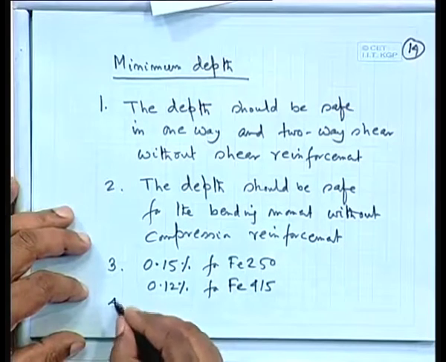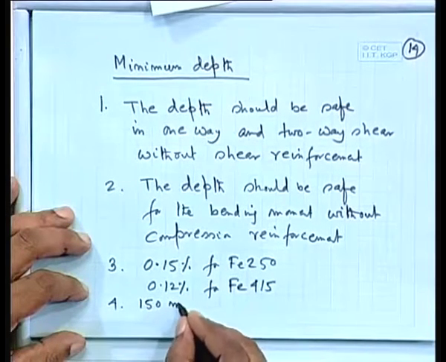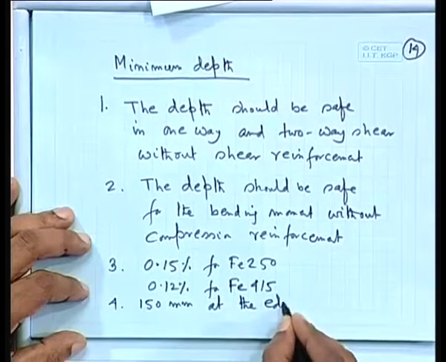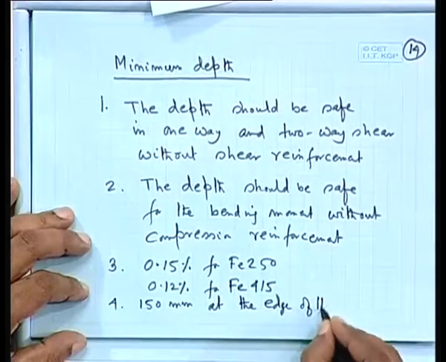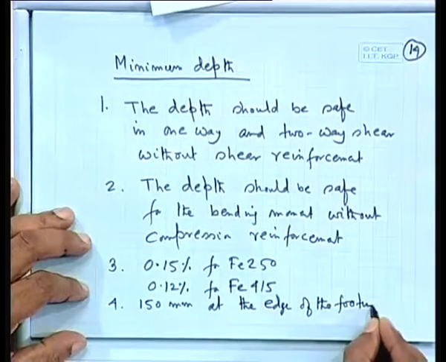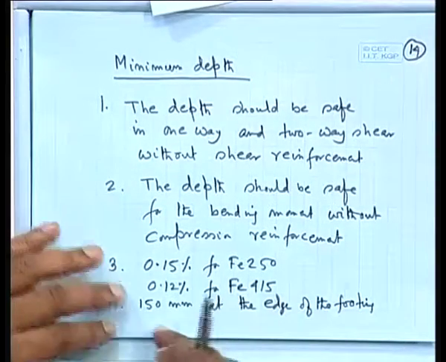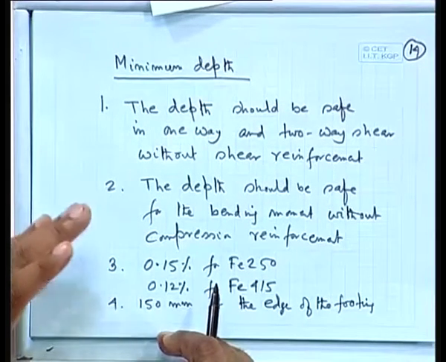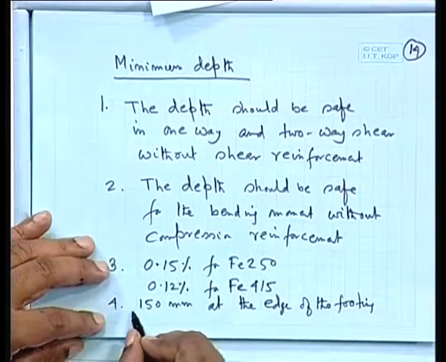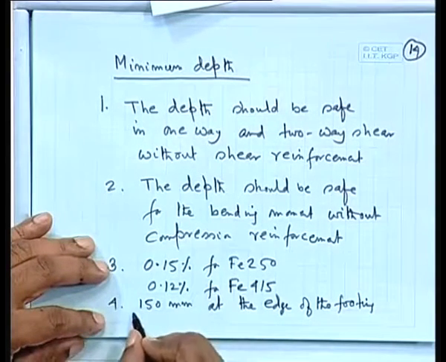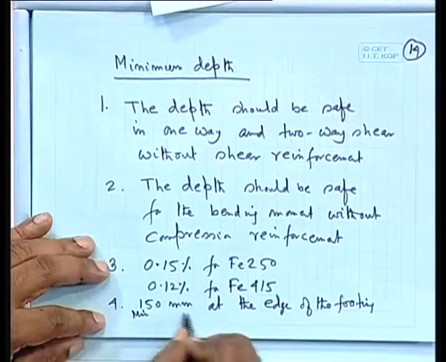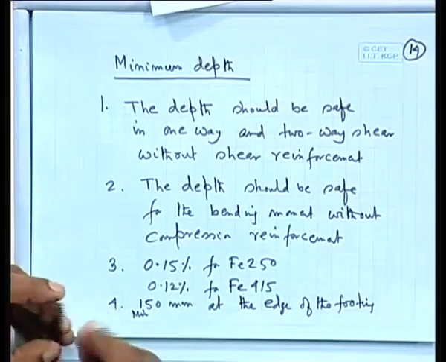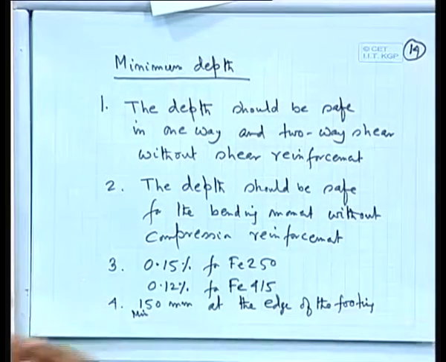I can write down here 150 millimeter at the edge of the footing. But 300 millimeter if it is on pile foundation, that is the minimum. This one I am talking about the minimum. So minimum 150 millimeter at the edge of the footing, and minimum 300 millimeter if it is on the pile. So I think I can stop here today.